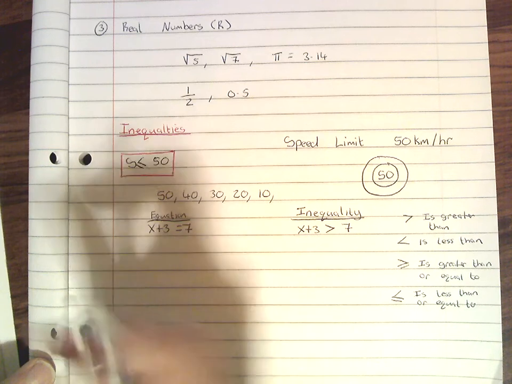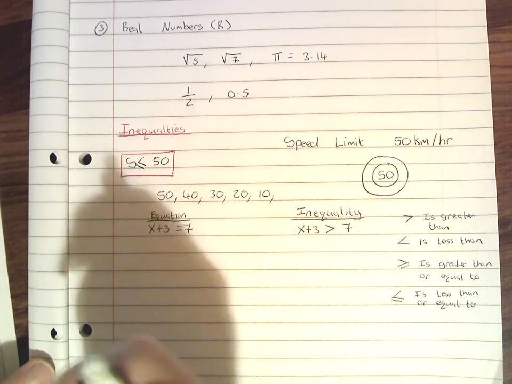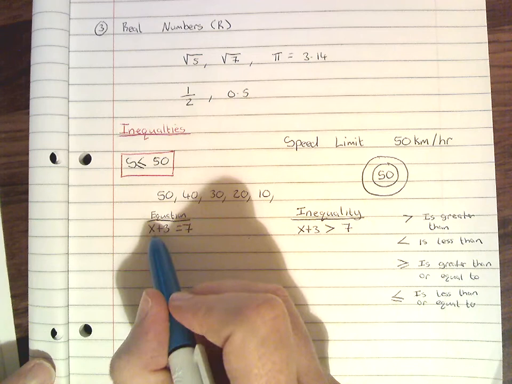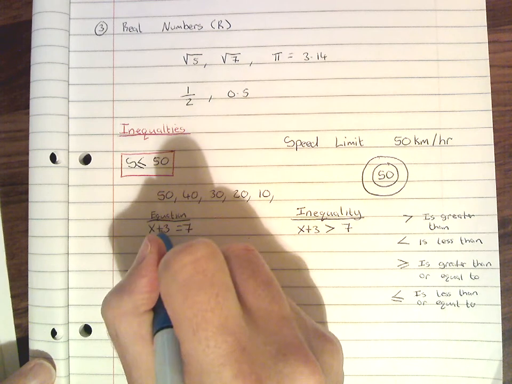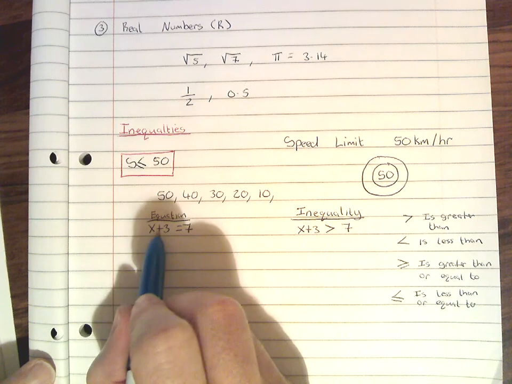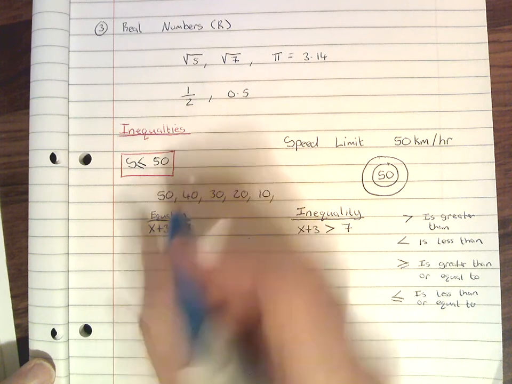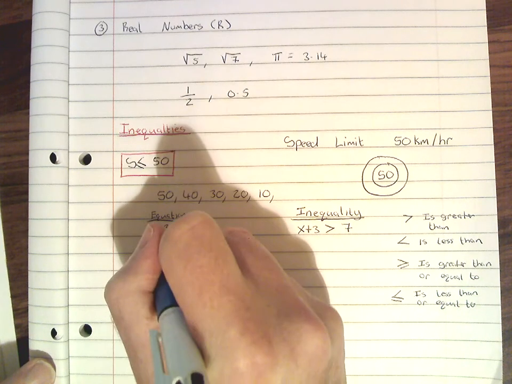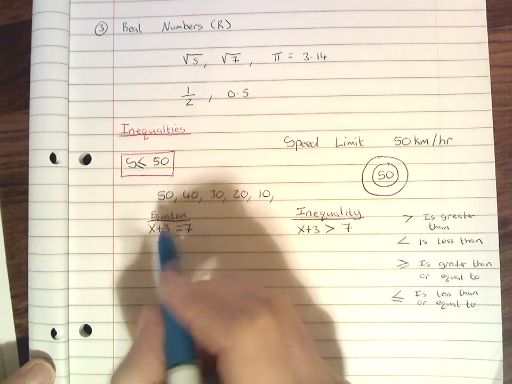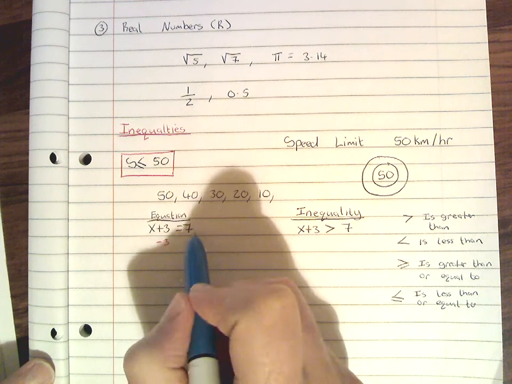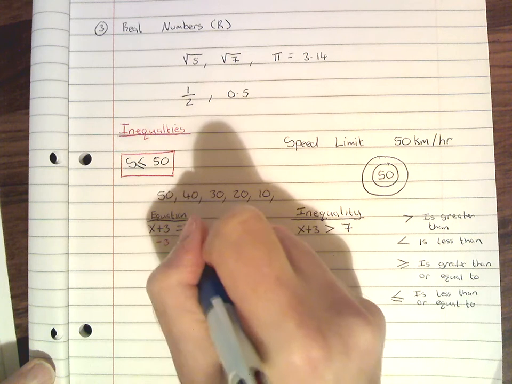So what we can do is, we want to try and get x on its own here. So we want to get rid of this 3. Remember, this is x plus 3. So addition, what's the opposite of addition? It's subtraction. So to get rid of the 3 from this side, we have to minus 3. If I minus 3 from here, I have to minus 3 from this side as well.